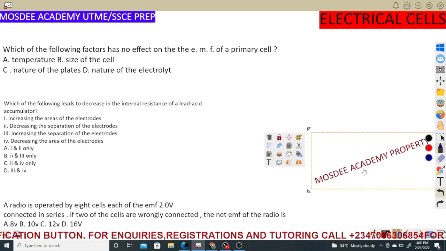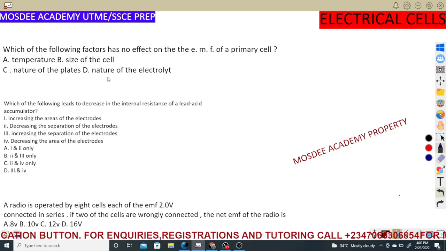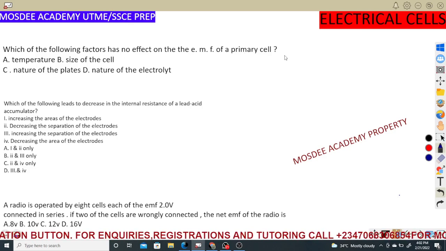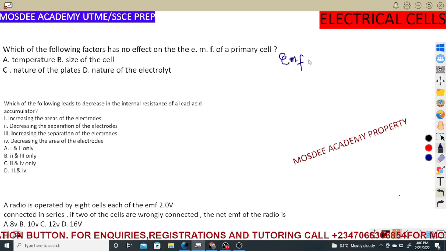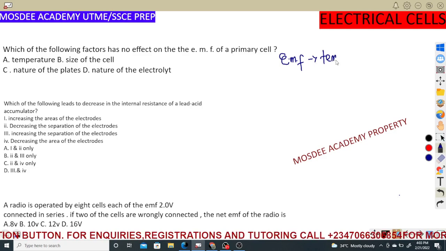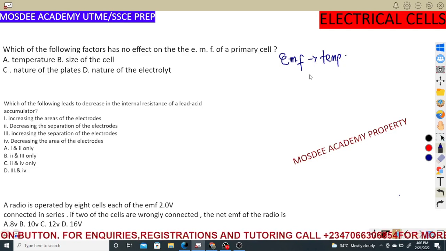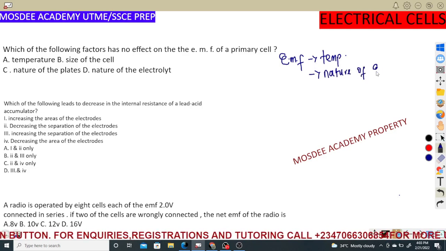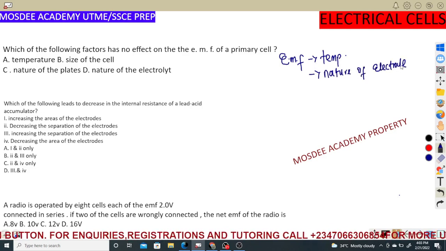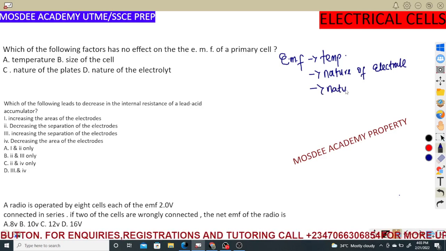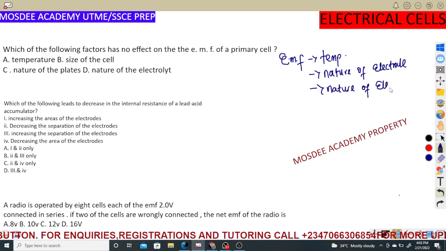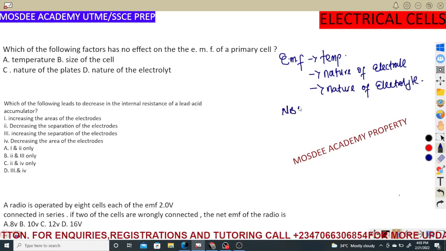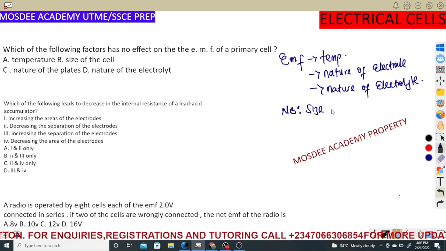About this slide, because of piracy, that is why we are putting that. Which of the following factors has no effect on the EMF of a cell, voltage or current? Now, the EMF of a cell is affected by the temperature of the cell, as we've talked about. Please note that. The EMF of a cell is affected by the nature of the electrolyte and the nature of the electrode. But the EMF of a cell is not affected by the size of the cell.